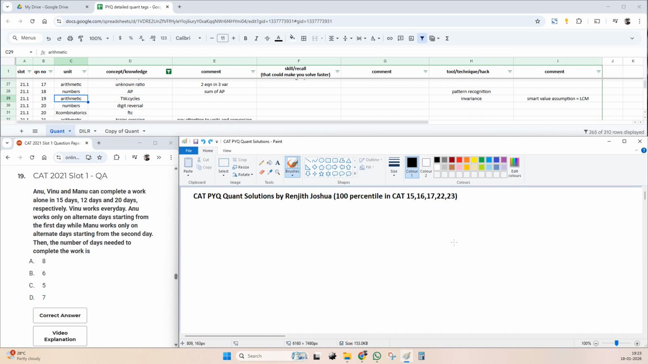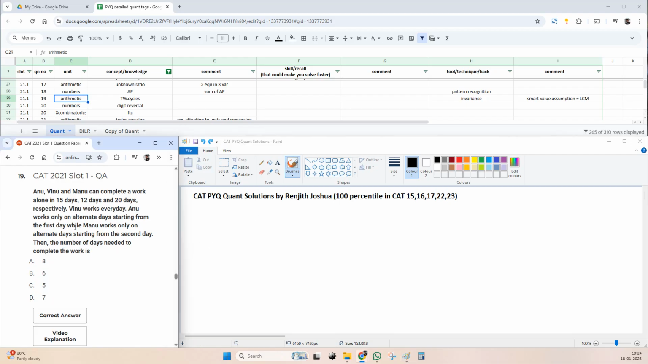All right, let's look at question 19 from CAT 21 slot 1. A, V, M can complete a work alone in 15, 12 and 20 days respectively. V works every day. A works alternate days starting the first day. M works alternate days starting from the second day. Number of days needed to complete the work is how many?